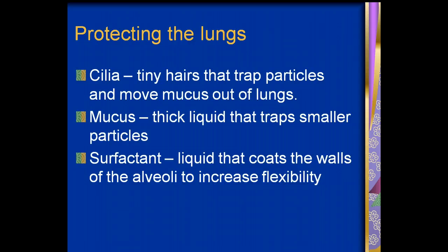Mucus is a thick liquid that traps smaller particles. Surfactant is a liquid that coats the walls of the alveoli to increase flexibility. Surfactant is very important to develop in babies before they're born, because the babies need that surfactant to keep their lungs flexible enough so that when they take their first breath, when they breathe out, their lungs don't collapse again.